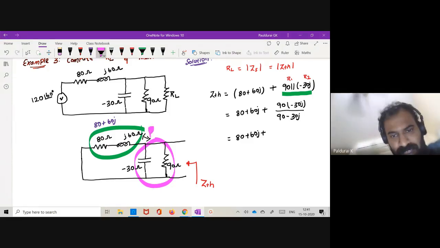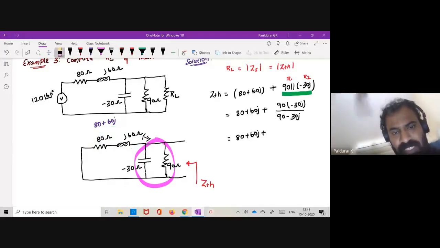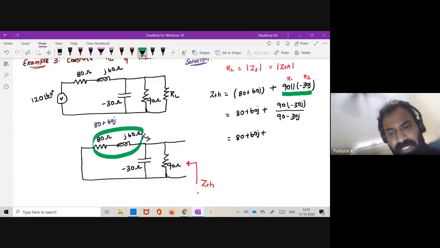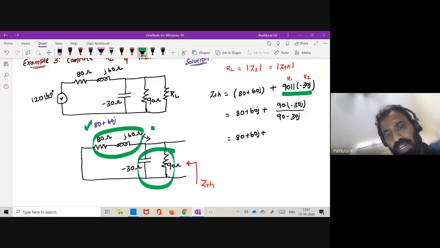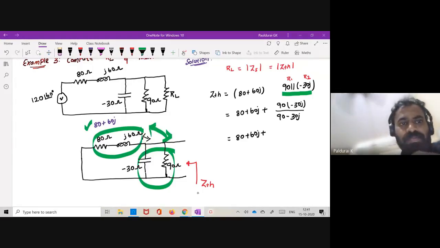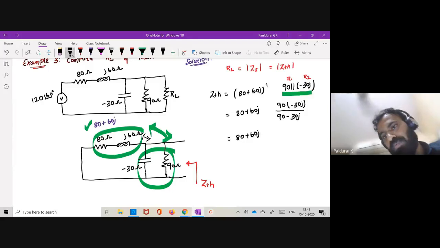Okay. See, I repeat. How these two are connected? Series. So it will give you 80 plus 60J. These two are parallel. Now these two are connected in parallel. So it is not series. So that we will calculate, no problem. So now what is this value? 80 plus 60J in parallel with 90 minus 30J.